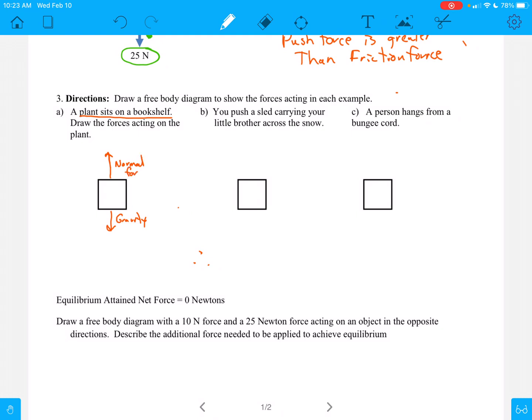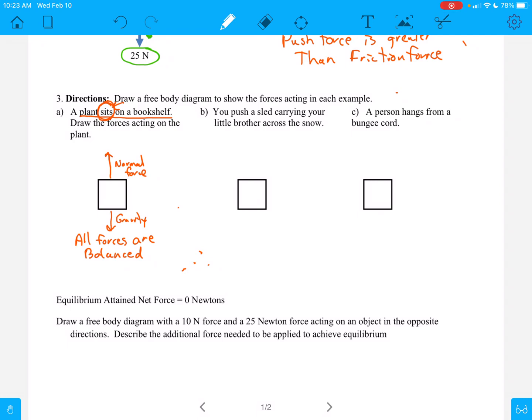Normal force. Now here's the thing. Is the plant flying up into the sky? No. Is it falling off the bookshelf? No. It is sitting still, isn't it? So are the forces balanced? Yes. If there's no movement, then all the forces are balanced. So I'm going to go ahead and write that down. All forces are balanced because it's not moving. It's not doing anything.